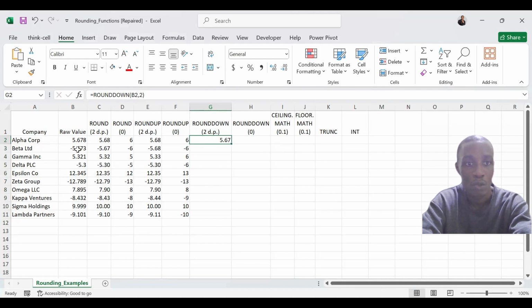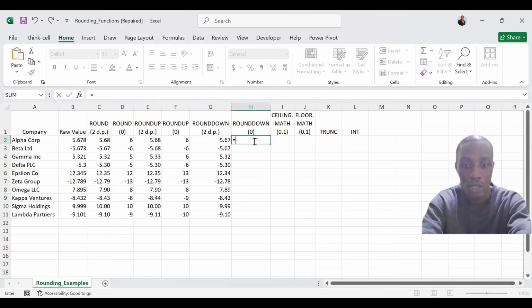So you can see what will also happen for these negative values when we copy down. So it still brings it closer to 0. Now we have a 9.1. Okay, so it brings it closer to 0, as we can see here, unlike the round and the round up. Now for the round down too, we can see what happens when we round to 0 decimal place.